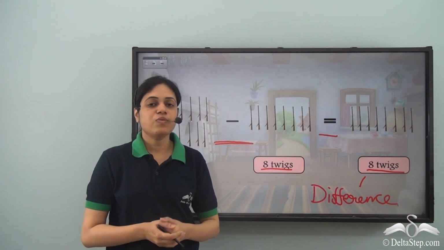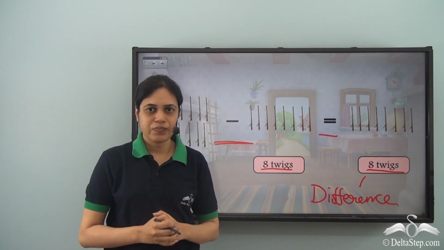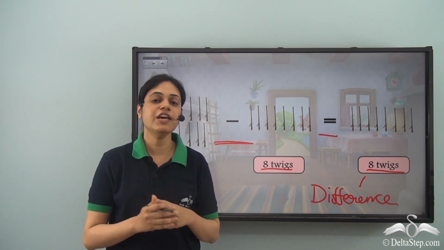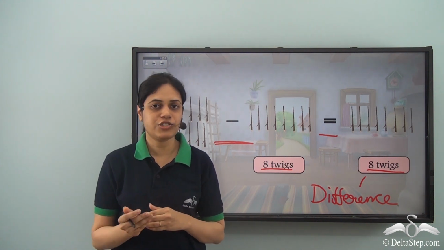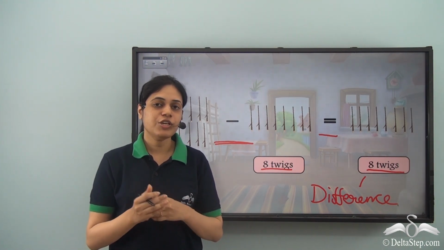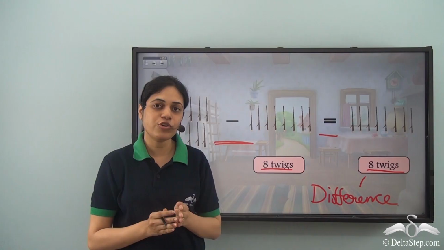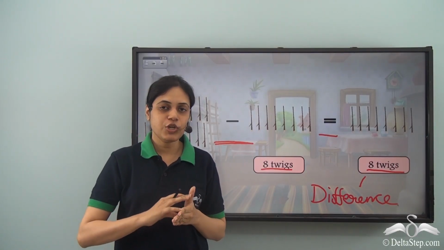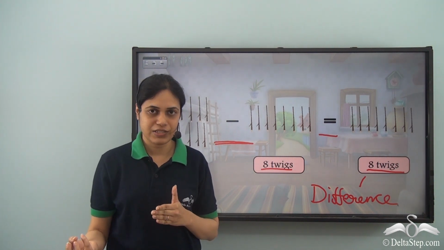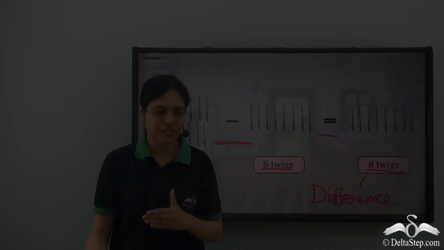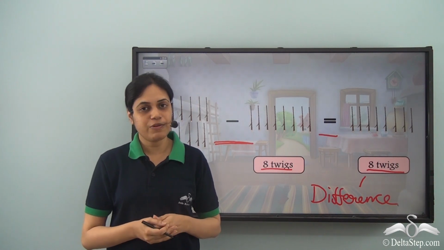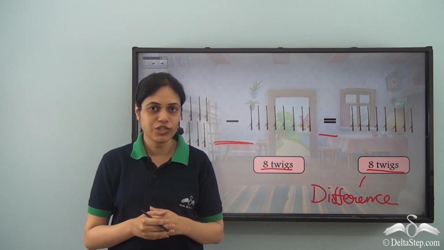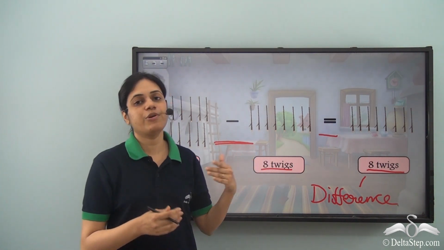So this was what subtraction is. Now if we have noticed, subtraction is the opposite of addition. In addition, you put together things or you combine things. Whereas in subtraction, you are taking away things, right? Or removing things. So this is how we can perform subtraction. So do practice subtraction using different numbers of objects.